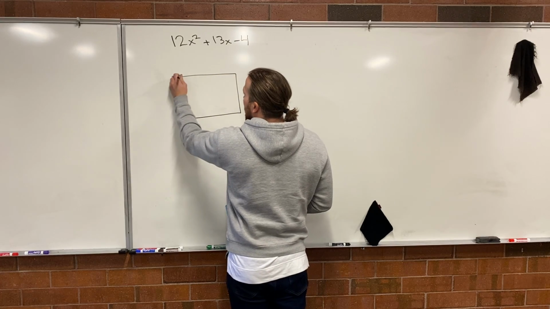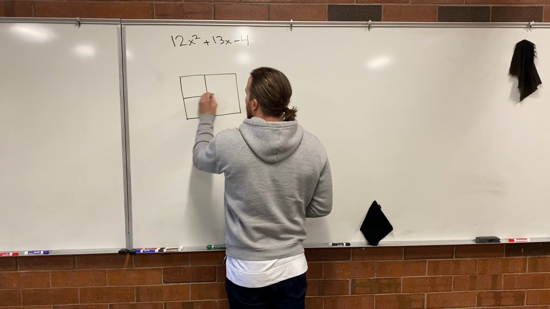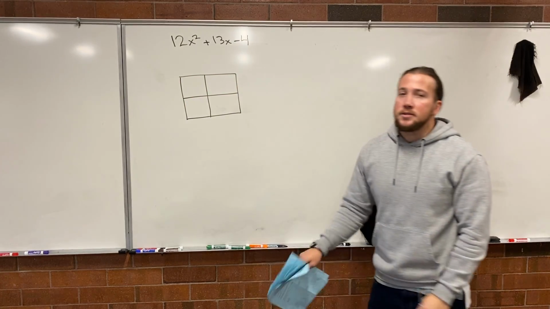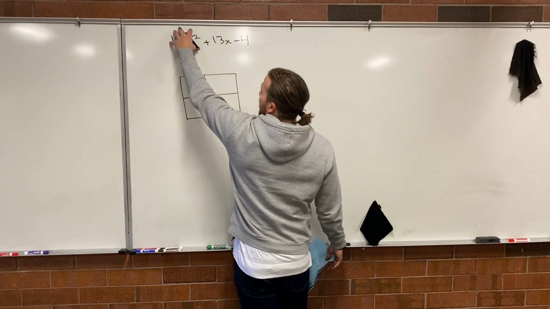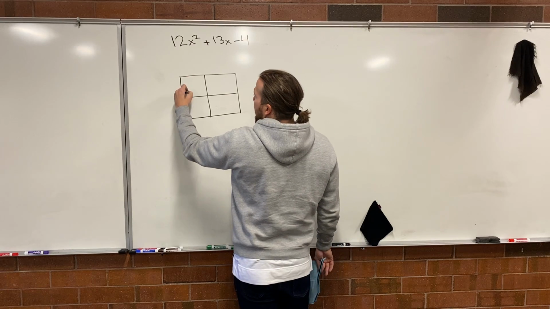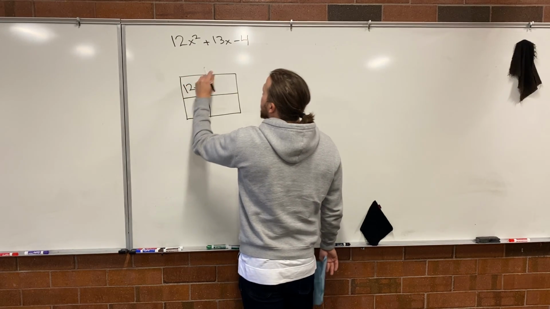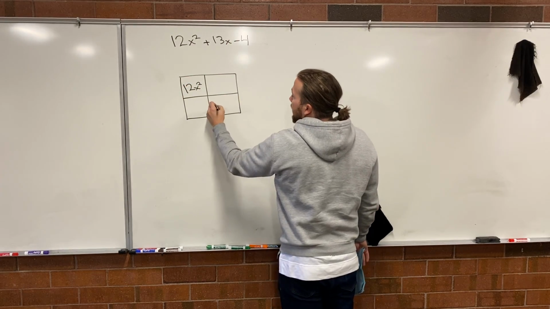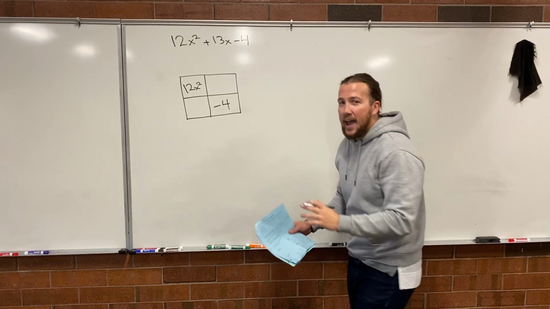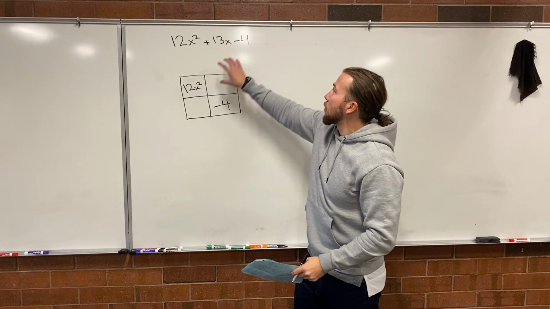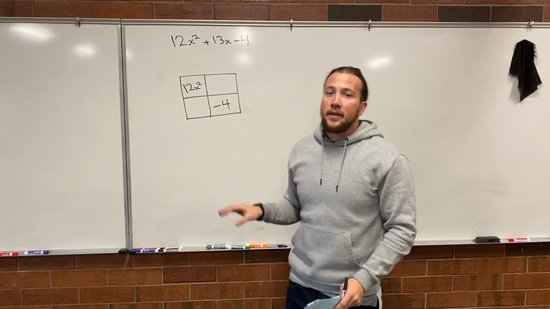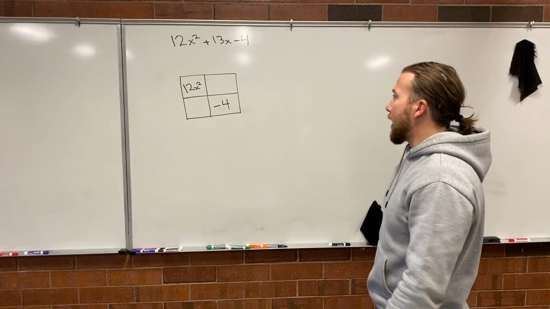Okay, we start our 2 by 2 box. Okay, so if you're ever confused doing one of these problems, starting with a box is always the way to go. Okay, we take the first term and we put it here, 12x to the second power. We take our last term and we put it here, minus 4. We do this every single time, okay? We always take the first term and put it here. We always take the last term and put it here. It's always how we start, okay?